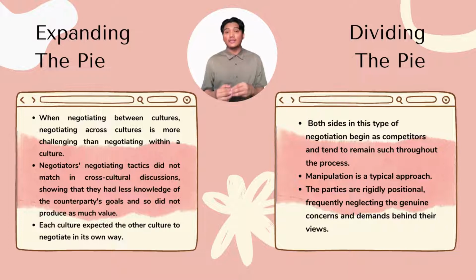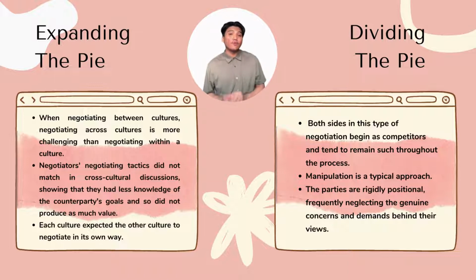Each culture expected the other culture to negotiate in its own way. For instance, North Americans expected others to speak directly, but those from indirect cultures expected others to communicate in implicit ways. When negotiating intra- and interculturally, US negotiators communicate information directly and avoid using influence methods. When negotiating intraculturally, Japanese negotiators convey information indirectly and use influence, but when negotiating interculturally, they adjust their behavior.